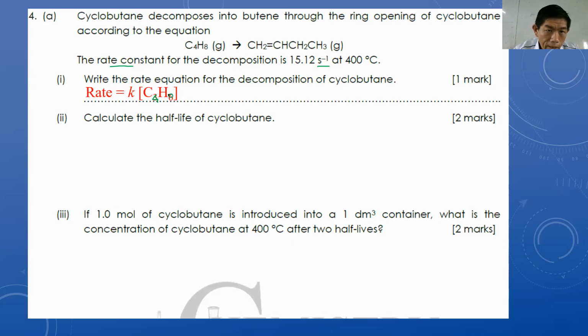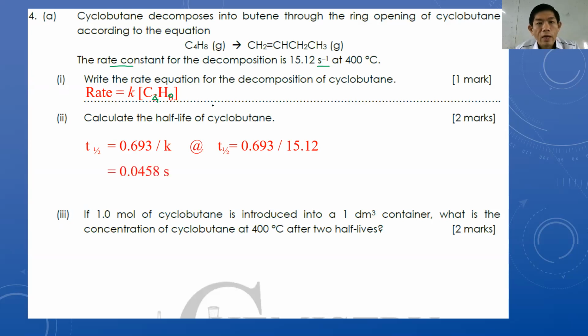Okay, number 2. Calculate the half-life of the cyclobutane. Now that you know it is a first order reaction, you can straight away use the half-life equation for the first order. So 0.693 divided by k. So 0.693 divided by 15.2, you should get 0.458 seconds.